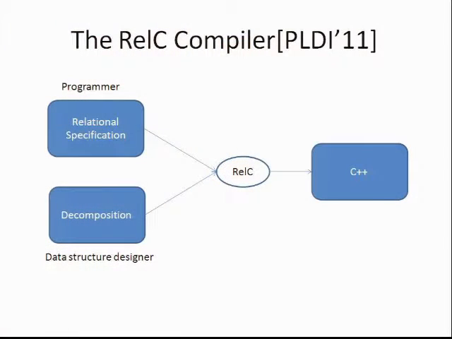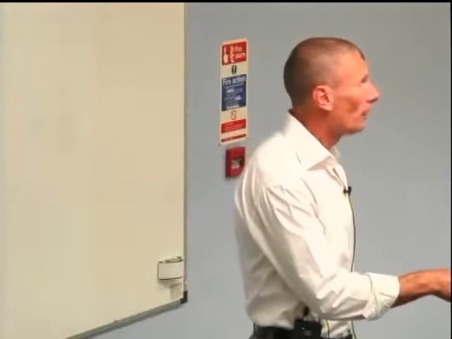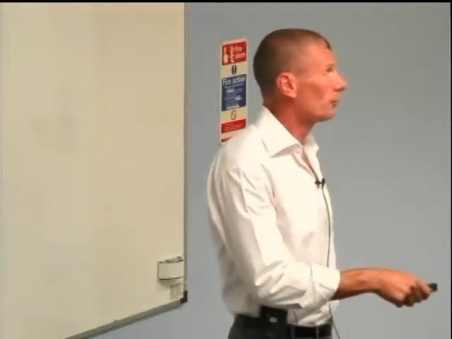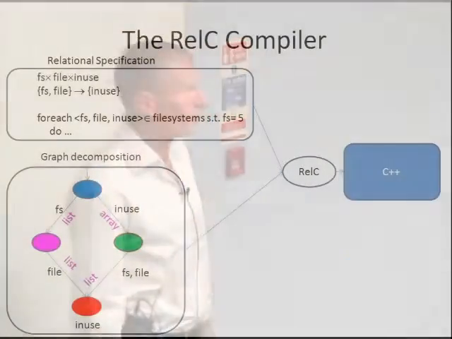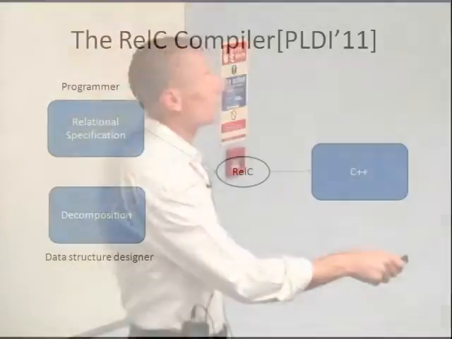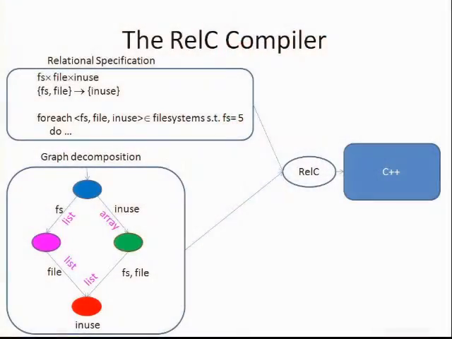So what we describe in the PLDI 11 paper is that Peter has a compiler that compiles a language with relations into a language with low-level data structures. It takes this idea, and you specify the relational data structure. You also specify the decomposition, if you are the data structure designer, and our compiler generates C++ code. So for example, you write this relational specification, FS and file in in-use, FS and file determine the in-use, and then you write a loop and queries, and it's mapped automatically to the low-level implementation.